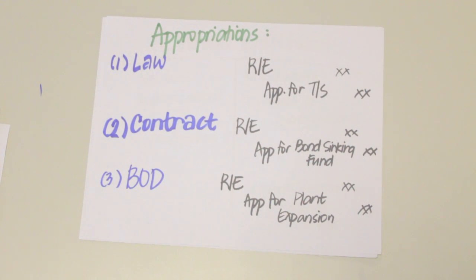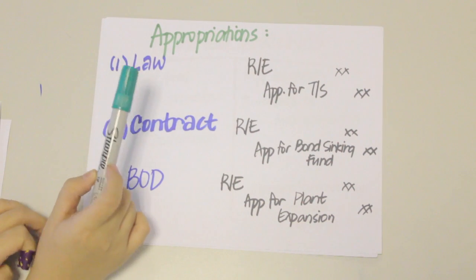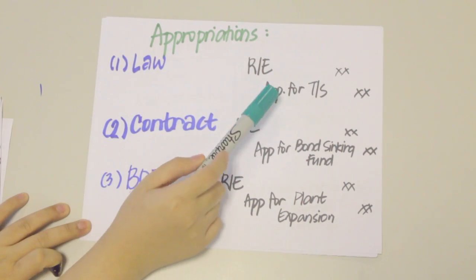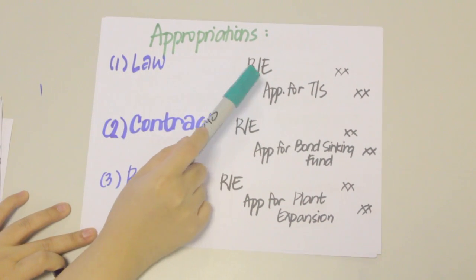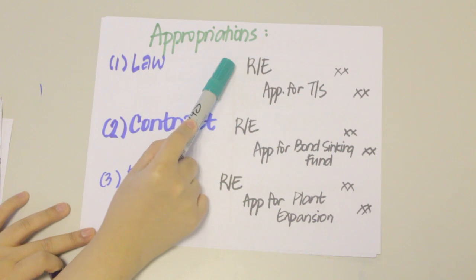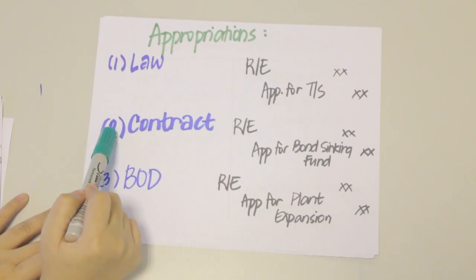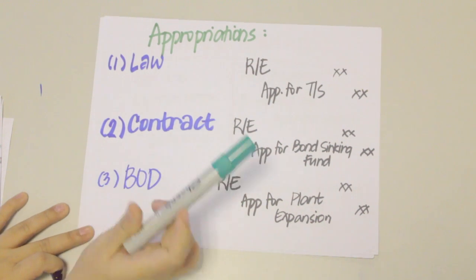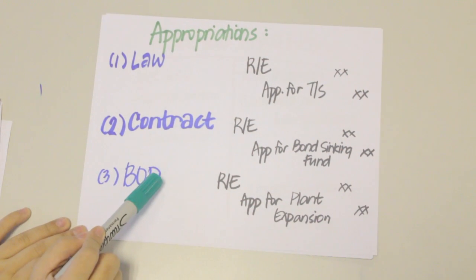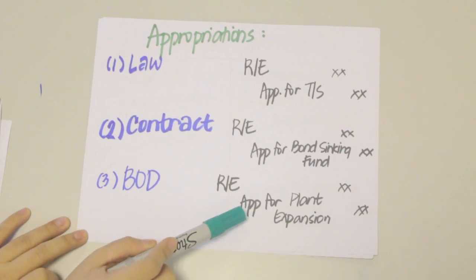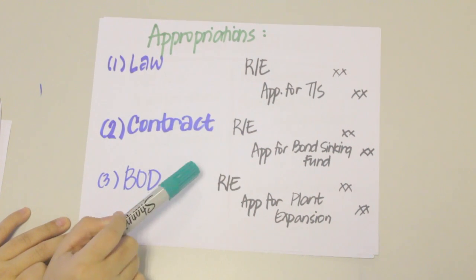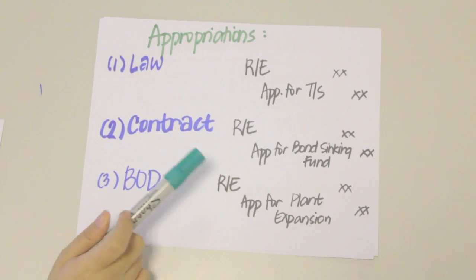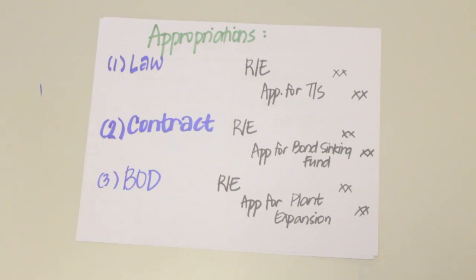So in other words, for the first one, the reversal entry would be a debit to appropriation for treasury shares and a credit to retained earnings. For the second one, we have to debit appropriation for bond sinking fund and credit retained earnings. And to reverse the third one, we have to debit appropriation for plant expansion and credit retained earnings. So now we move on to dividends.